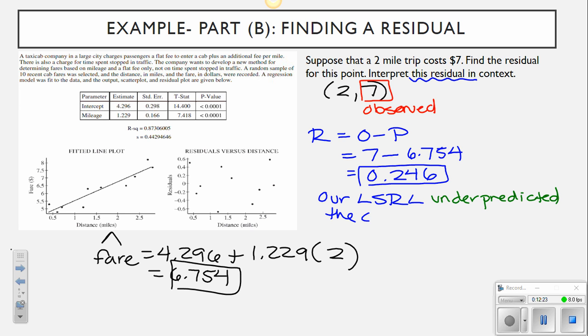The cost of a 2-mile trip by what? Put in context. 25 cents. Because remember, we're talking about fare. We're talking about money. So dollar signs, yo. You guys good there? Cool.